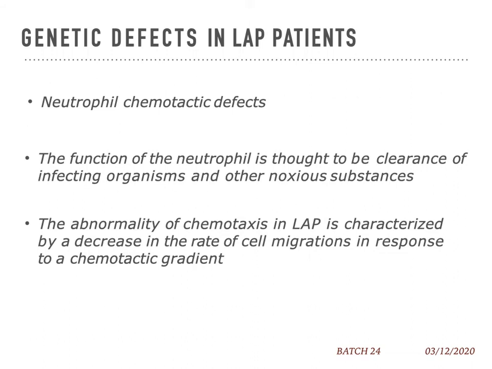So when a bacteria comes to the site, there will be signals from the site to the bloodstream to send neutrophils to kill the bacteria. If the neutrophil doesn't come to the site, the bacteria will grow. That is what happens in neutrophil chemotactic defect. The function of the neutrophil is the clearance of infecting organisms and other noxious substances. The abnormality in chemotaxis in localized aggressive periodontitis is characterized by a decreased rate of cell migration in response to the chemotactic gradient, which may be responsible for the localized aggressive periodontitis.